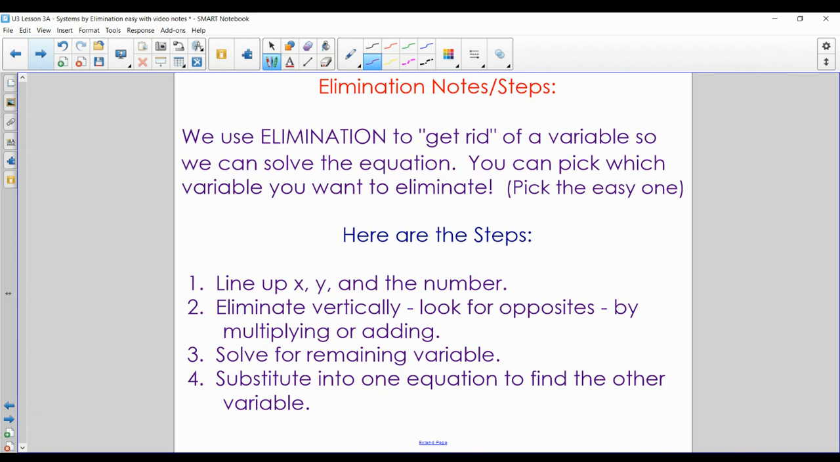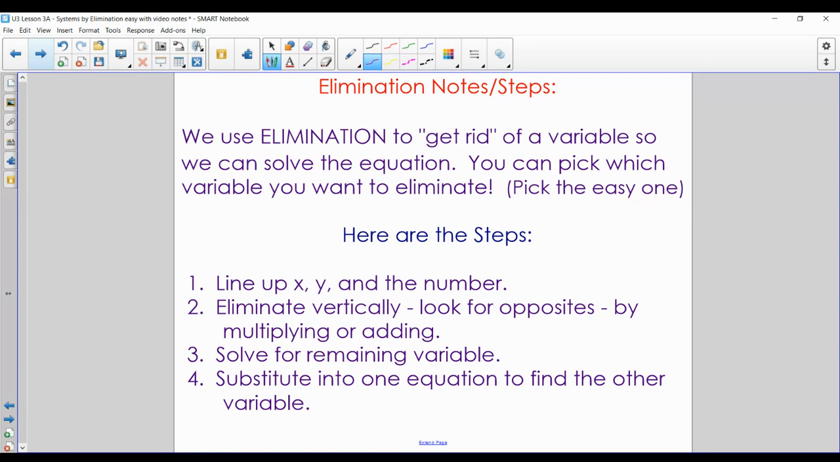All right, so again, you want to make sure you've got this in your notes. The steps to elimination is to get rid of a variable so we can solve. You can pick the easy one to get rid of. So line up the x, y, and then the answer number. And we're going to eliminate vertically by getting an opposite pair.